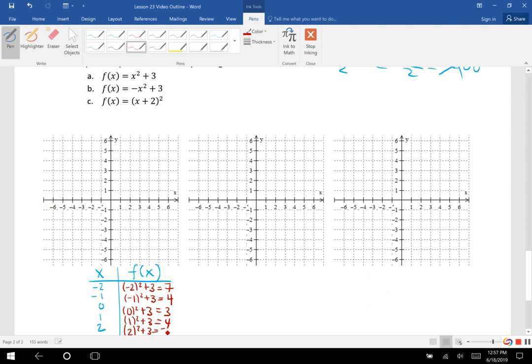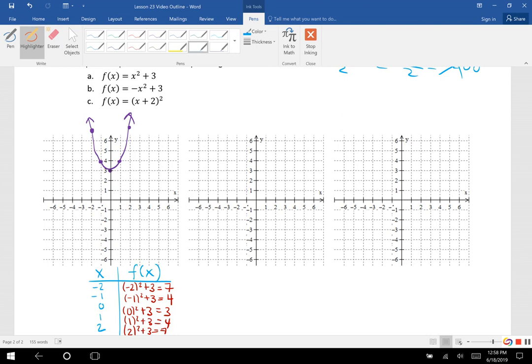So if I plot those points, let's see, -2 goes with 7, that's all the way up here. -1 goes with 4. 0, 3, 1, 4, and 2, 7. I get that parabola or U shape that we talked about before. And so there's the graph of part A. So I'm not surprised by the shape. Now let's compare that to the graph of B.